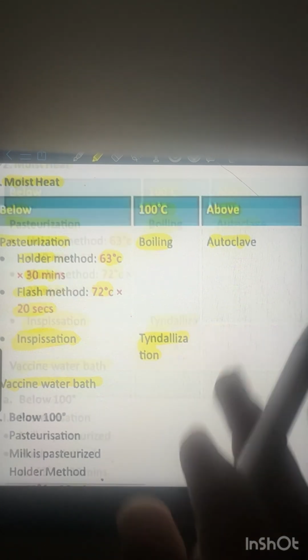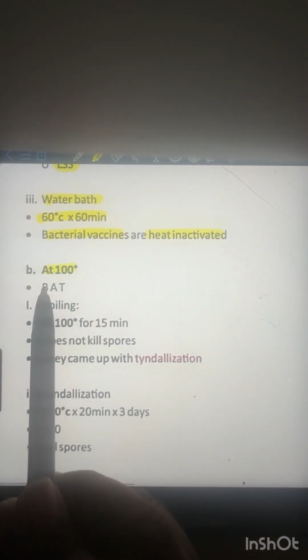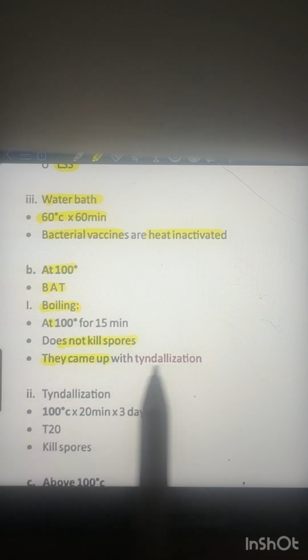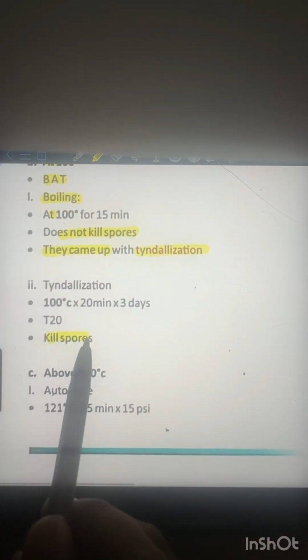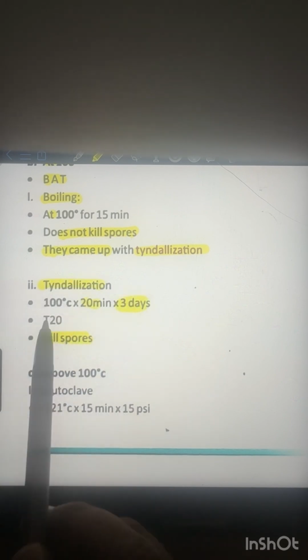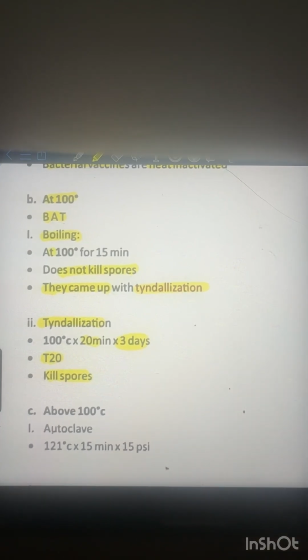But when you already had something at 100 degrees, why would you need something else again at 100 degrees? And that is because if you boil something only once, look, what was boiling? You took a glass of water or a pan of water, you boiled it for 15 minutes and that's it. This way you did not kill spores. So remember, this is the disadvantage that boiling has. That means I have to come up with tyndallization, which is going to definitely kill the spores. How will it kill it? Temperature the same, but now I have converted it into a 3-day procedure.